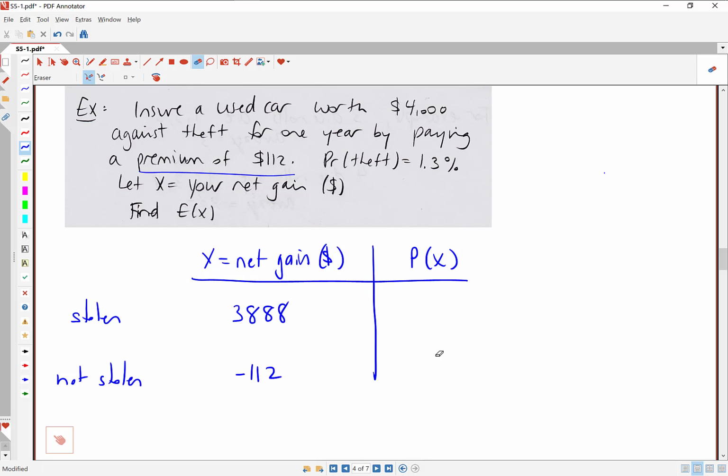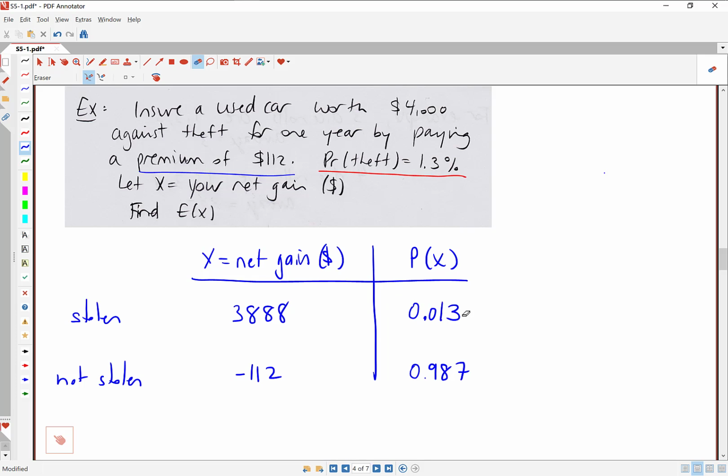Now let's see if we can figure out the probabilities that go with these. We were told in the question, probability of theft, 1.3%. So if we turn that into a decimal, 0.013. So that's our probability that we're in this top situation here where the car is stolen. And to get the probability of the car not being stolen, we're just going to go 1 minus our other probability. So if we put that into our calculator, that's 0.987.